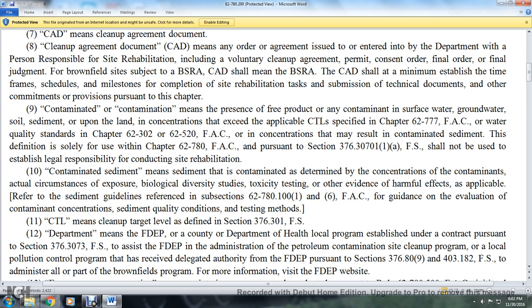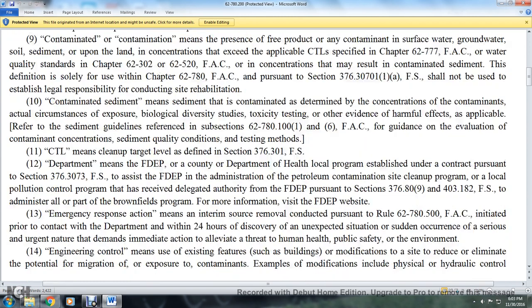Cleanup target level is defined as CTL under subsection 376.301. Department means the FDEP, or the county Department of Health local program established under contract pursuant to section 376.3073 to assist the FDEP with the administrative control and containment of the site cleanup program for the local pollution control program. It receives delegated authority from the Florida Department of Environmental Protection pursuant to sections 376.89 and 403.182, Florida Statutes, and administers all parts of the Brownfields program. For more information, visit the Florida Department of Environmental Protection website.